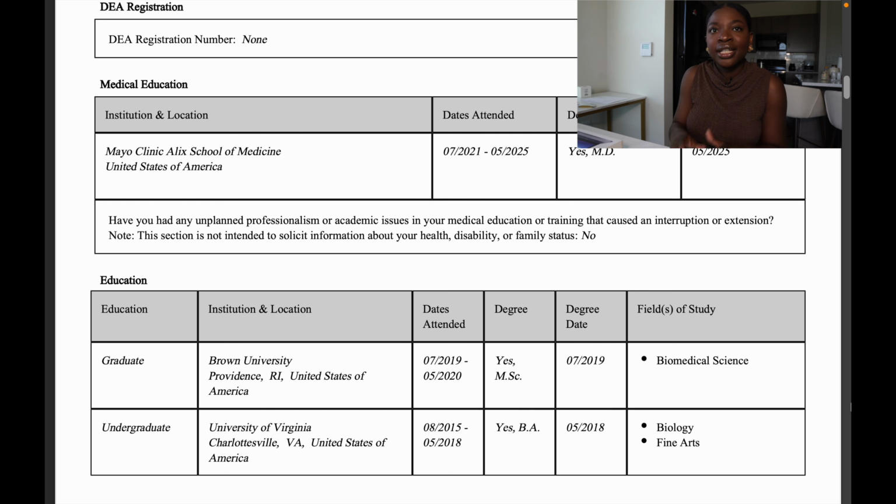The next section is about your education. Aside from your medical school, what other education have you had? For me, I put down my graduate school, Brown University, and my undergraduate, UVA, where I was for 3 years because I did community college for 1 year. When I was trying to put it together, I couldn't find a community college option, so I just left it. My dates attended were 3 years of college, and people actually noticed that.